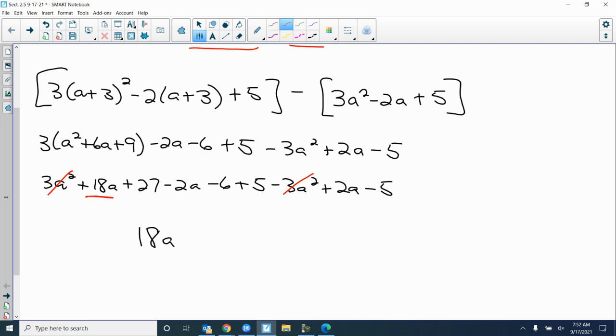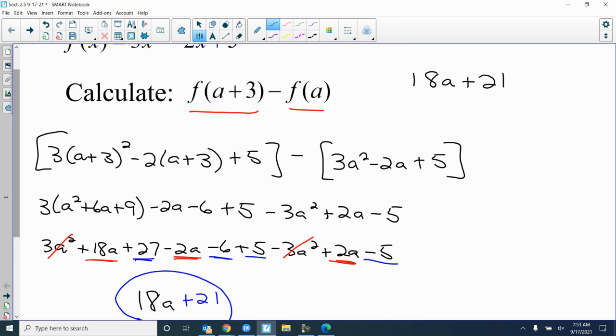Okay, so I got 18a, negative 2a, positive 2a. And now after that, I got 27 minus 6 is 21. Plus 5 is 26. Minus 5 takes me back to 21. So I get 18a plus 21. Okay? So we'll understand those concepts. So we applied them in a little bit of a new situation. We did that yesterday and we did that yesterday, but now we're just putting it all together.